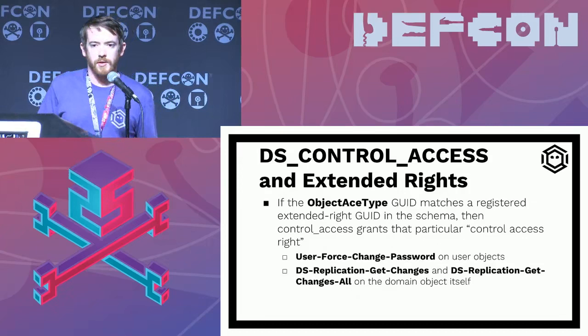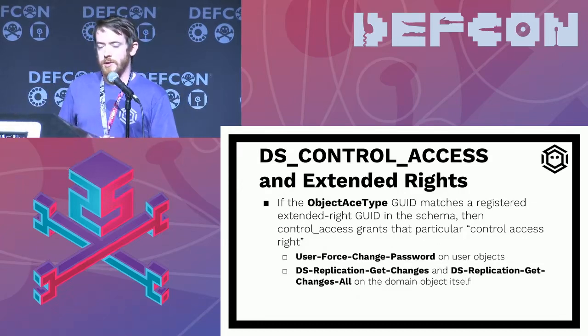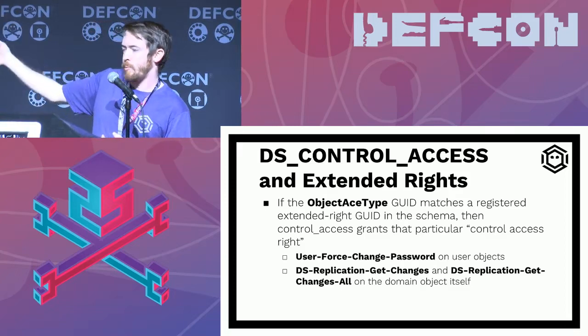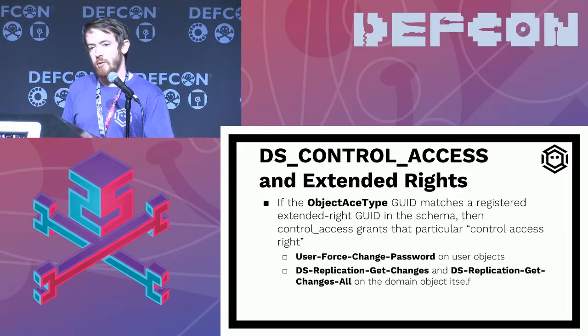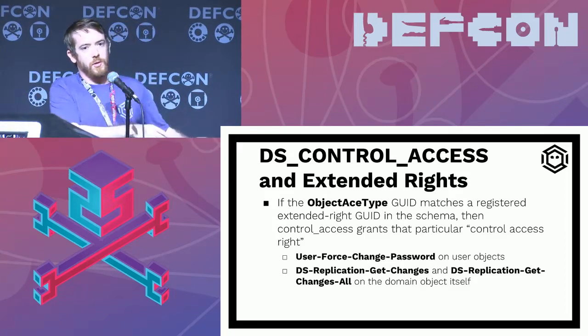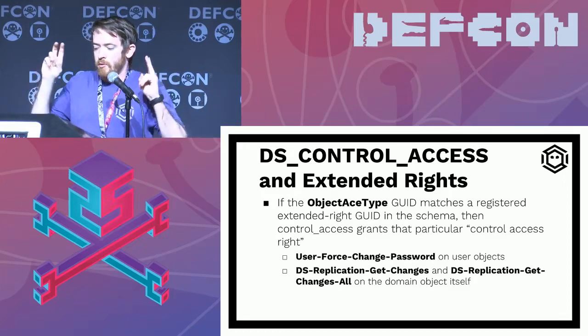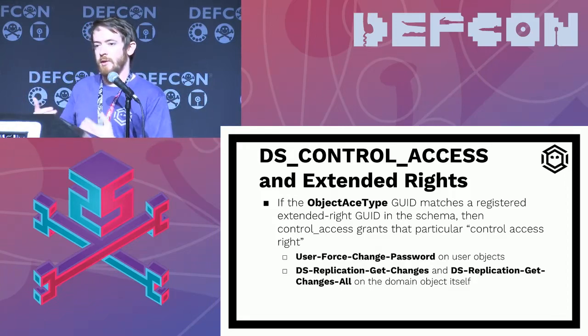The second way is extended rights. If the object ACE type GUID matches an extended right that is registered in the forest schema, say User-Force-Change-Password, or DS-Replication-Get-Changes and Replication-Get-Changes-All, so these are DCSync rights. If those are registered in the forest schema already, and that GUID is resolved and actually points to a particular extended right, then flipping the DS control access will grant a control access right for this. So it's the way that extended rights are granted.